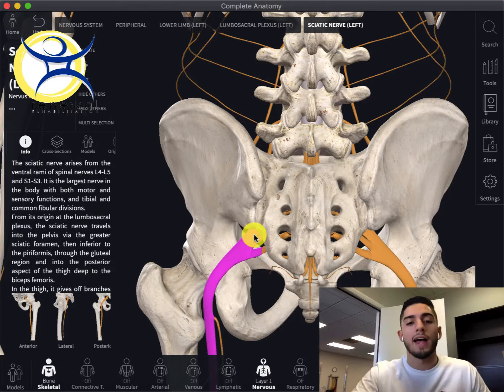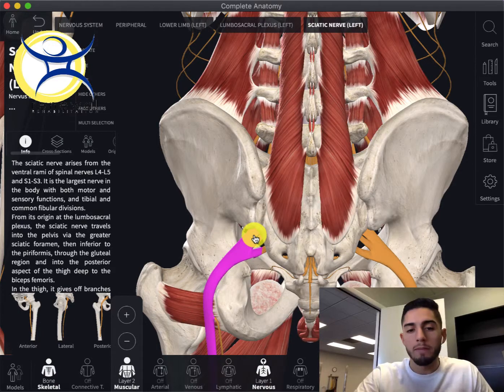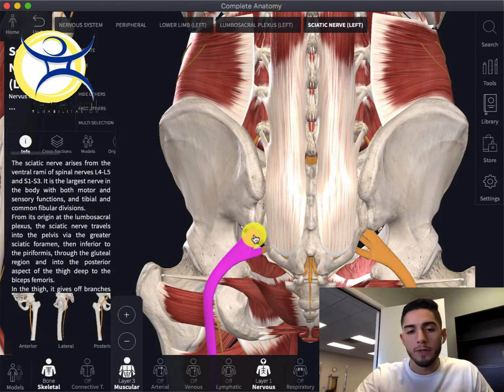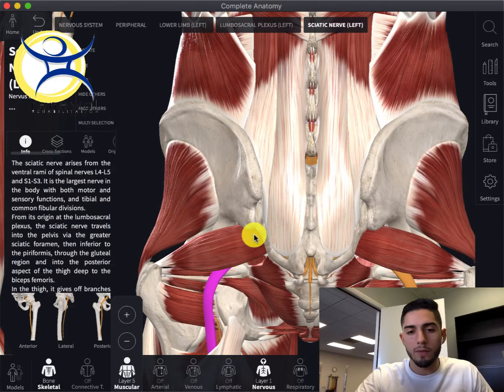Now, one of the reasons that sciatica happens is because we have this muscle, and we have several muscles, but one of the main irritants is the piriformis. And I'll show you what the piriformis is. So the piriformis is this muscle right here, okay?